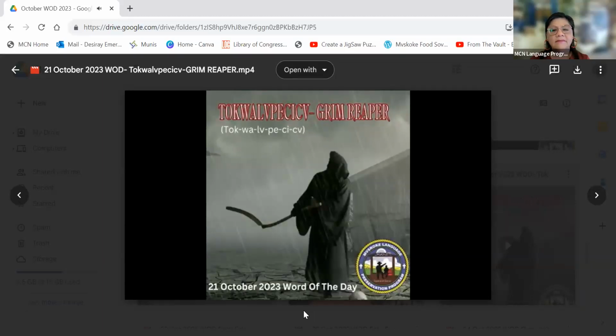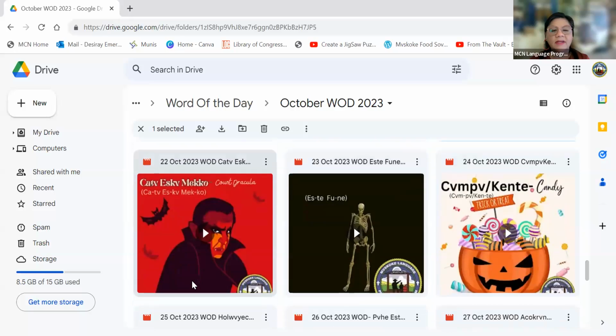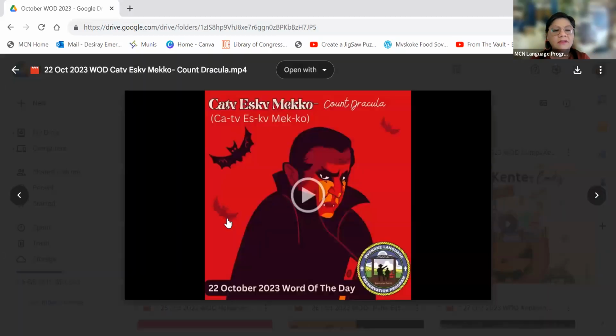Dukwala Bijeja, Grim Reaper. See that? I would have never known that one. And I'm not sure if that's the name for a Grim Reaper or a combination of descriptive words.